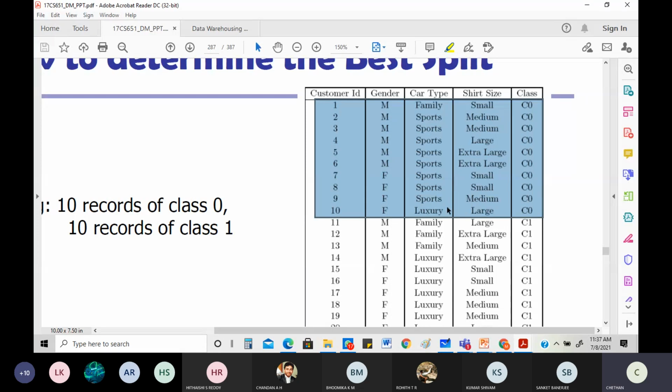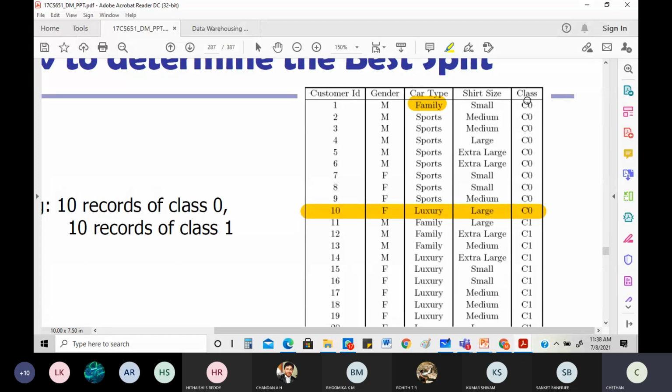So what's the next thing you can think of? The next thing is with regard to gender. Then the car type. You have to know how many types of splits you can have. You have a family type, then sports. Is there any other split here? No, only 2 things. Then think of the shirt size: small, medium, large, and extra large. So you can have 4 types of splits here.